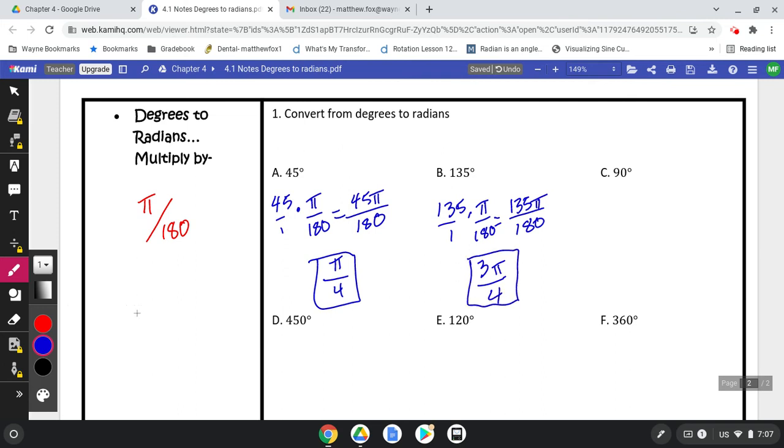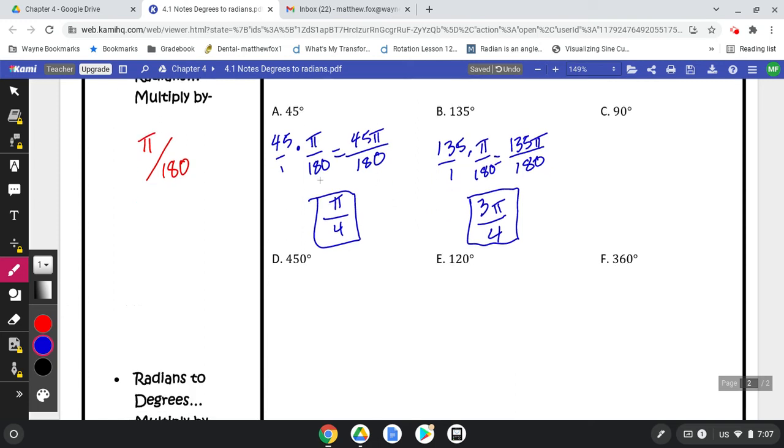So if I were you, maybe pause and try C, D, E, and F. That'll be the best way you can get a little practice here. I'm going to keep going. So we do 90 times pi over 180.